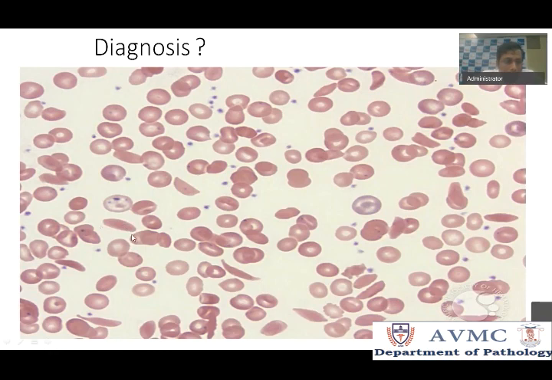Again, as I said, in sickle cells you will not find central pallor because the hemoglobin is condensed, and it will be hyperchromic and it will have 2 pointed ends. So that's the criteria to call an RBC a sickle cell. See, beautiful sickle cells. So many sickle cells here, this one, here also. So these are all sickle cells. So this is a case of sickle cell anemia.